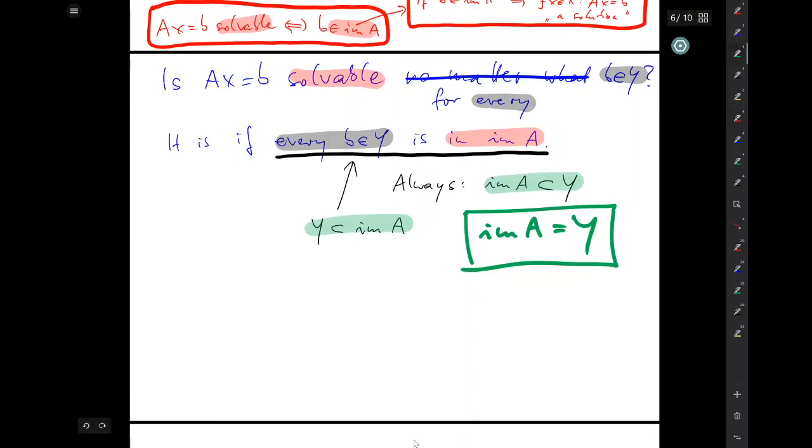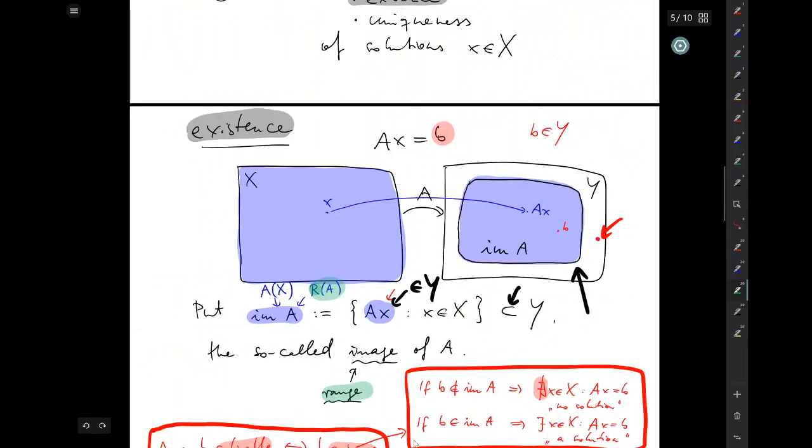Another word to say the same thing is A is surjective. I'm sorry, I'm getting my spelling wrong. Surjective. Remember these nasty words from Maths 1: injective, surjective, bijective. So surjective means your operator hits every point of the set on the right. Okay, so every little y in Y is the image of some little x, so it's hit by some of these arrows.